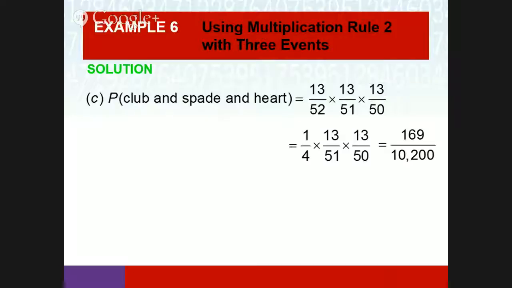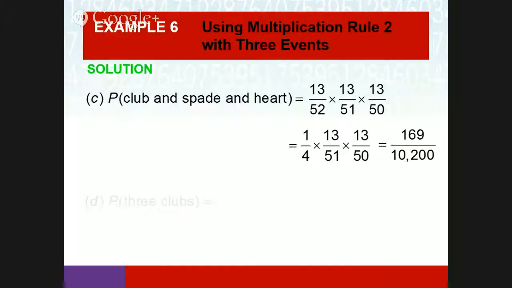Really, the key here is the setup. And then can you push the right buttons in your calculator? Can you set up 13 over 52 times 13 over 51 times 13 over 50, and then multiply that in your calculator and reduce it and get 169 divided by 10,200. So if you're having problems with your calculator reducing, let me know and I can show you how to go about that.